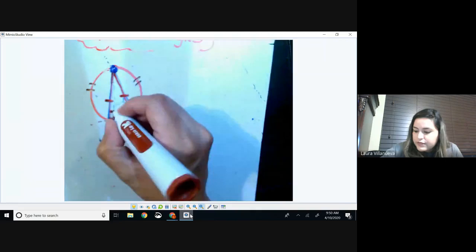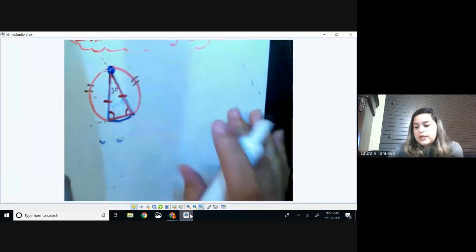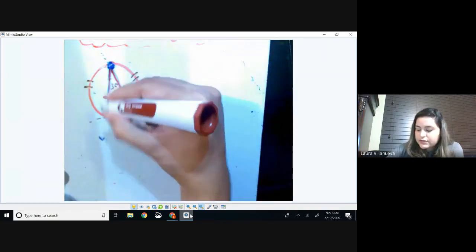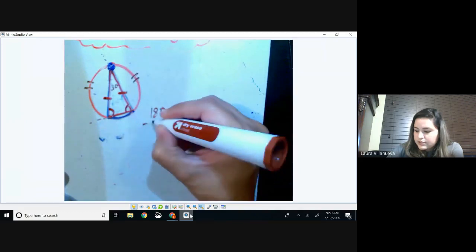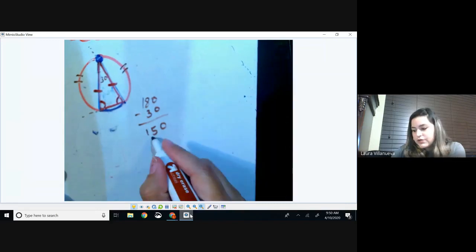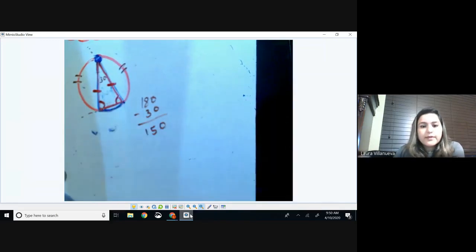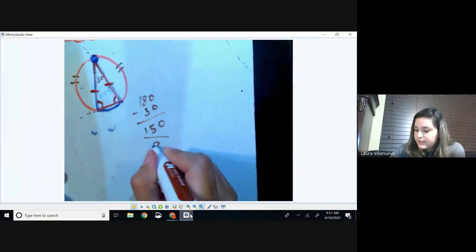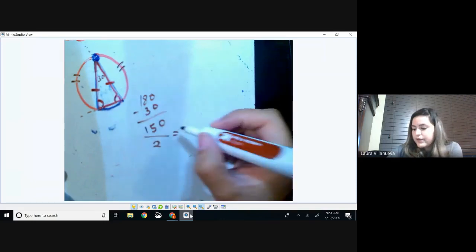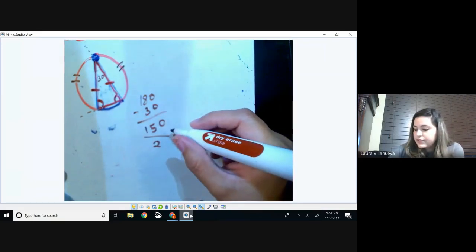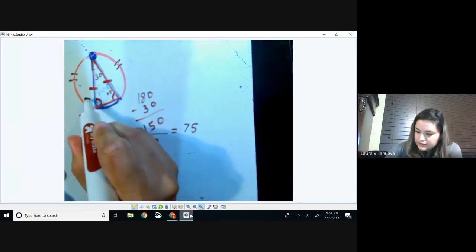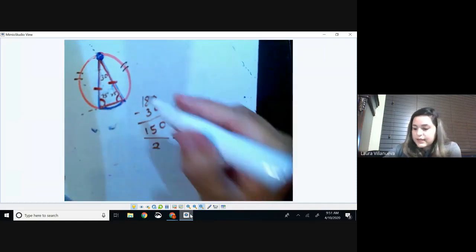So if I give you that this is 30, you can easily get these two angles because they are congruent. We know that a triangle is 180. So 180 minus 30 will give you 150. So 150 between two of them, they are the same. So if I divide this by 2, it'll give me the angles that are congruent inside the triangle. So 150 divided by 2 is 75. So then this is 75, and this is 75.